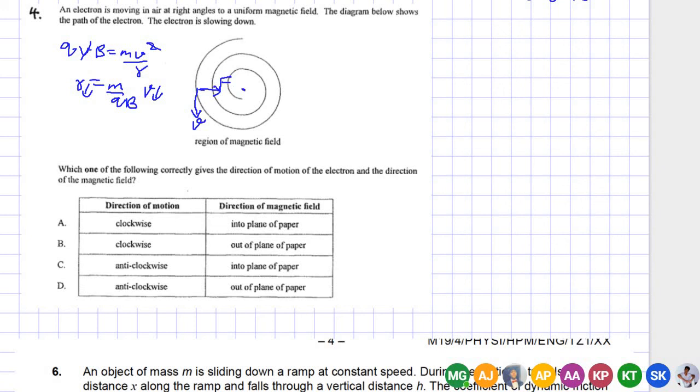So that means the direction of velocity is like this. The force is definitely towards the center of the circle and the velocity is downwards. And the charge is negative. So the direction of motion is definitely anti-clockwise.